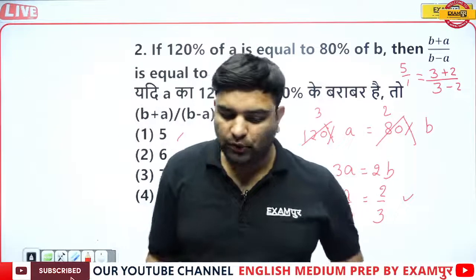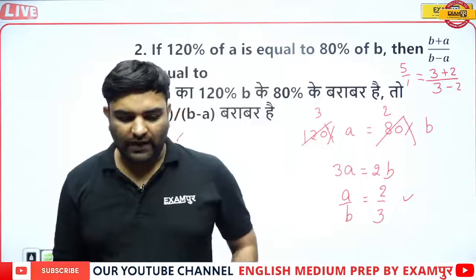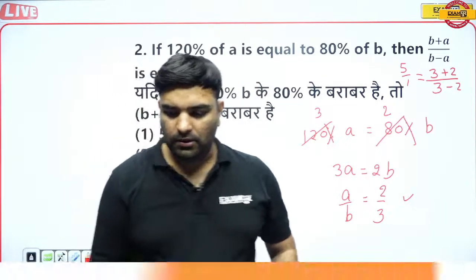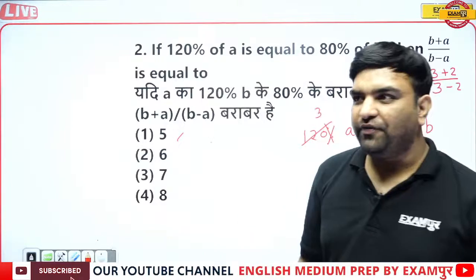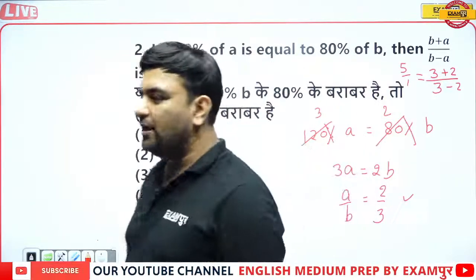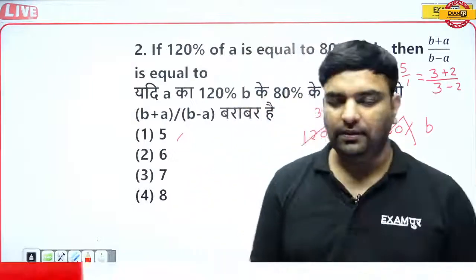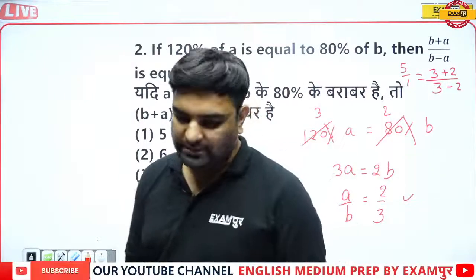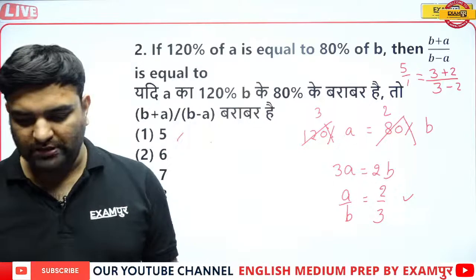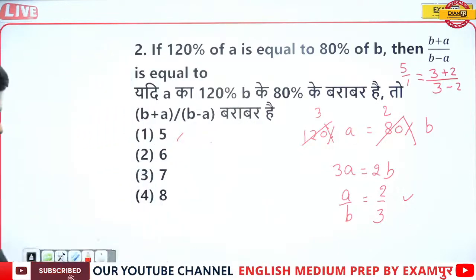Neeraj Kumar, well done. Sudeep, well done. Shrivani, well done. Cool. So just find out the A upon B ratio, which is coming out to be 2:3. Put the value of A as 2, B as 3, and you will eventually get to your answer. Okay, let's move on.